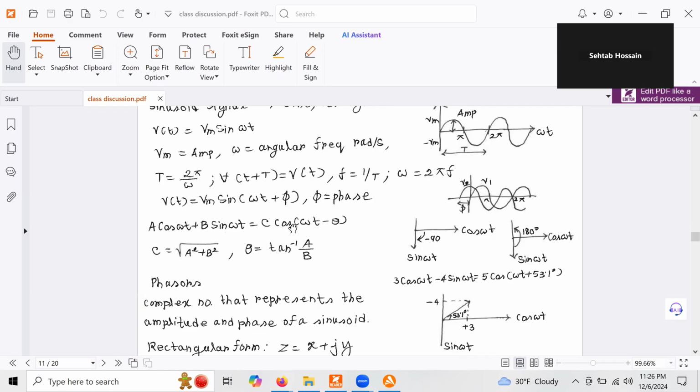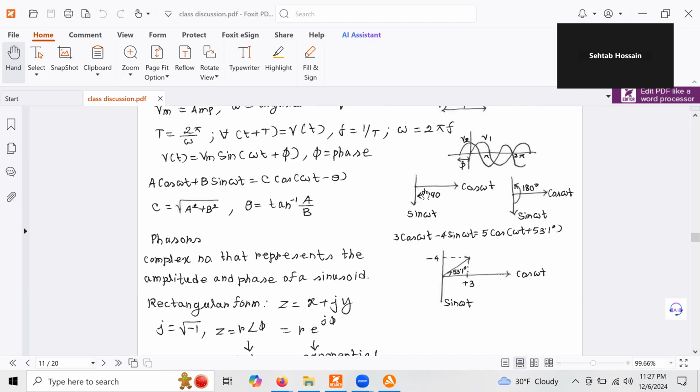So this is a trig formula: A cos omega t plus B sin omega t. We can write it as C cos(omega t minus theta), where C is the amplitude. The expression of amplitude is root over A square plus B square, and the phase difference between this wave and this wave, we can express as tan inverse of B over A. This is what we did in lab. So this is it.